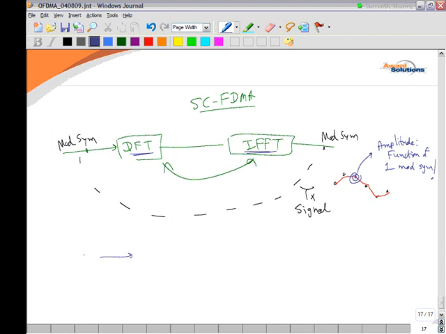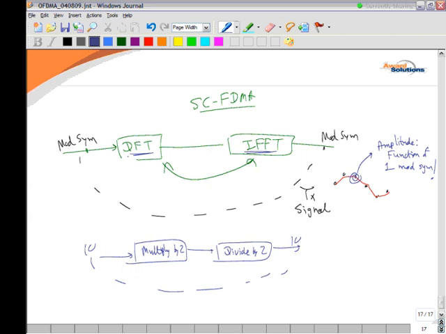If you have some number 10, you multiply by 2, then you divide by 2. You are doing the opposite process, the inverse process, so you will get your original number back. Same idea: you have DFT, IFFT, inverse operations, so you will retrieve your original modulation symbol. Because of that, the amplitude is no longer a function of all modulation symbols. It's a function of one modulation symbol.